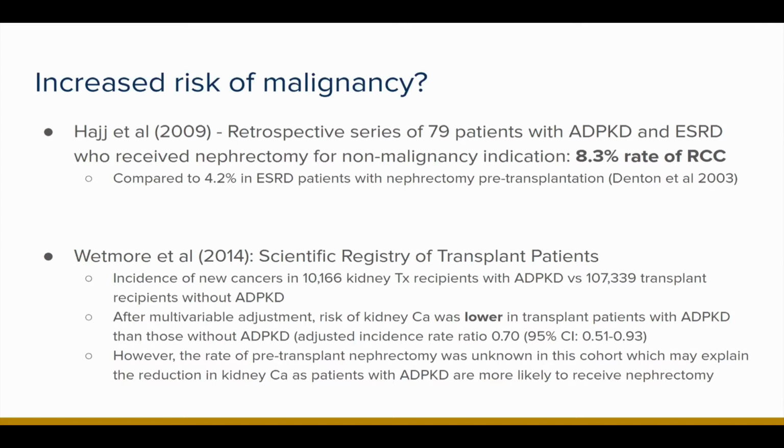But after this, they found that the risk of kidney cancer was actually lower in the transplant patients who had polycystic kidney disease compared with those that did not. And this was statistically significant with an adjusted incidence rate ratio of 0.7. However, one of the limitations of this study is that, based on this registry, they don't have information about whether patients received a nephrectomy, possibly prior to transplantation, which would be an important piece of information given that they would not be at risk for developing kidney cancer if they don't have their kidneys. And polycystic kidney disease patients are probably at higher frequency of receiving nephrectomy.